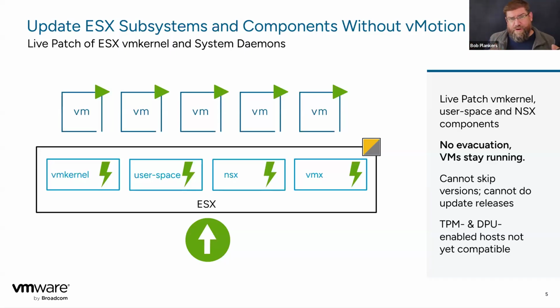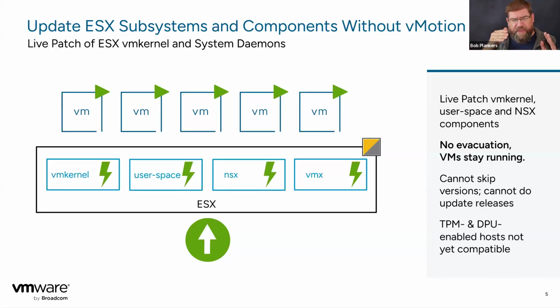You can't skip versions. There are some limits to how much live stuff you can do. Eventually, you do need to reboot. And so vMotion is still important, very important. Can't skip versions, so you can't go from 9.0 to 9.1. So all the update releases are going to be .1, .2, .3, that sort of thing moving forward.